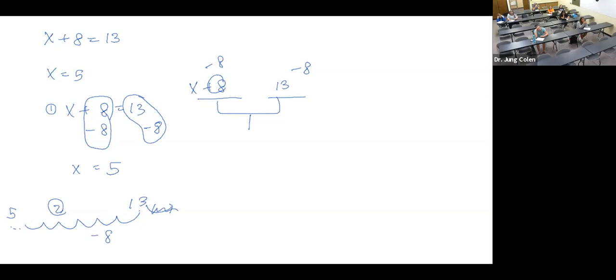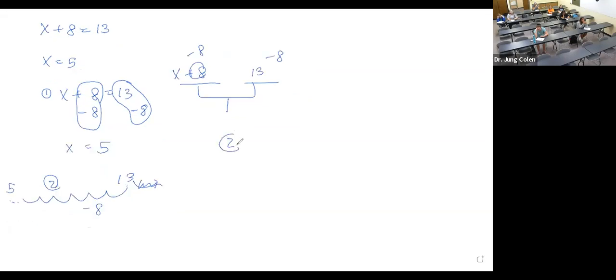15 minus x equals 8. 15 minus x equals what? 8. How did you solve this problem? Tell me. You subtracted 15, and then divide by negative 1 after. Yeah, but we are on whole numbers now.